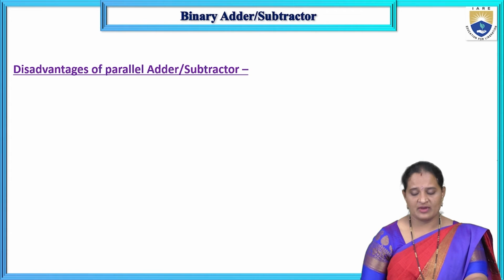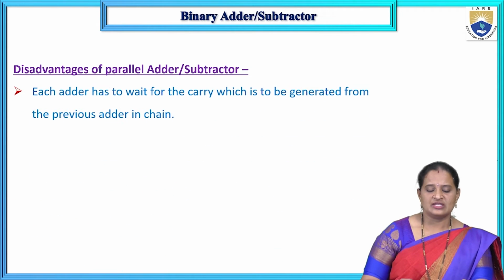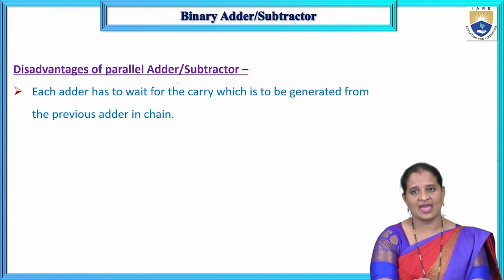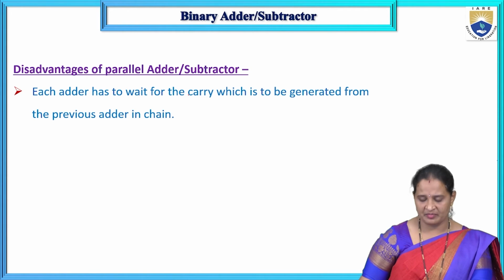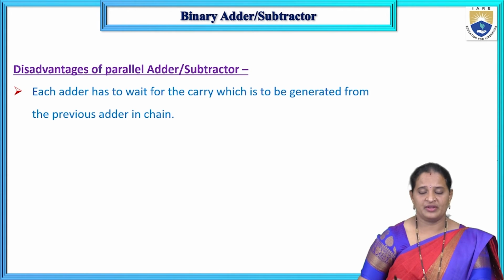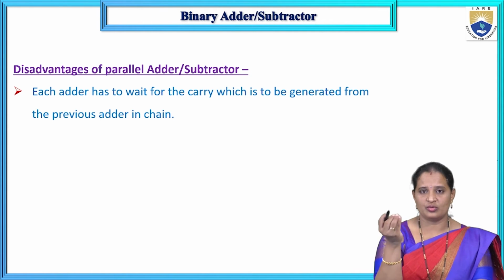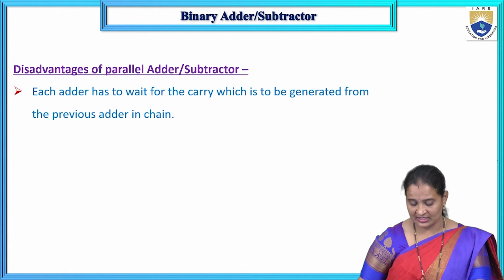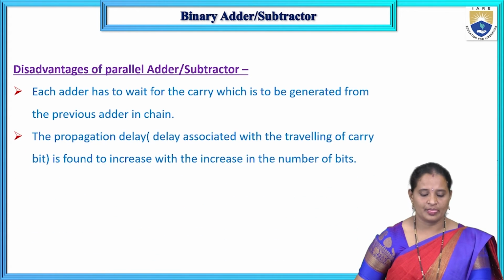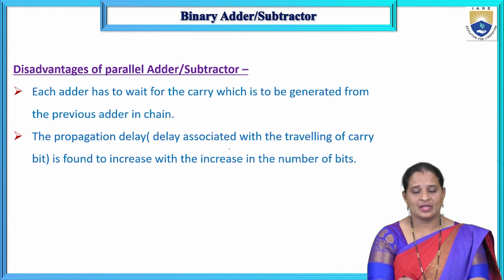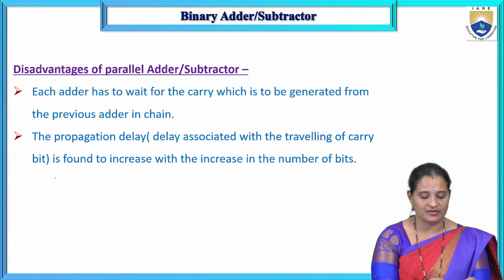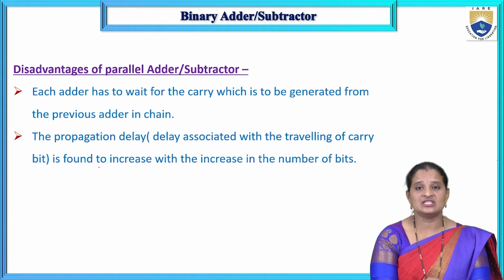Now coming to the disadvantages. Each adder has to wait for the carry which is to be generated from the previous adder in the adder chain. The carry has to propagate from one section to the other section. That delay is a drawback of the parallel adder. The propagation delay, that is the delay associated with the traveling of carry from one section to the other section, is found to increase with the increase in the number of bits.